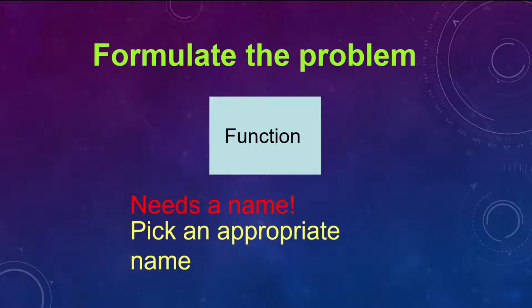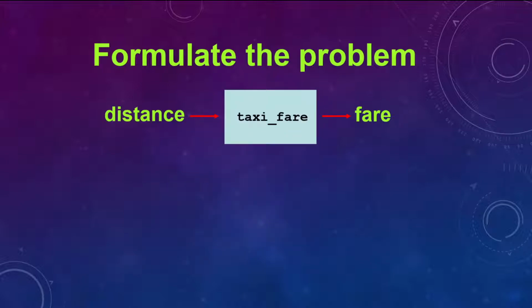The function needs a name. You can pick from a variety of names. You can create your own names, but try to pick one that is appropriate and makes it easy for people, including yourself, to understand what you're doing. So in this case, let's just call this function taxi fare. Taxi fare is a black box that takes in an argument of distance, and then it will give you the output, the total fare.